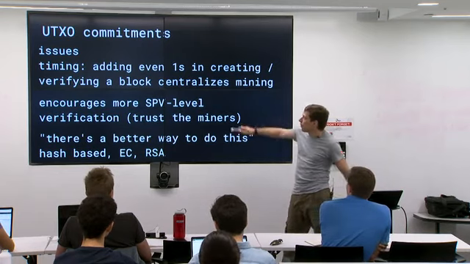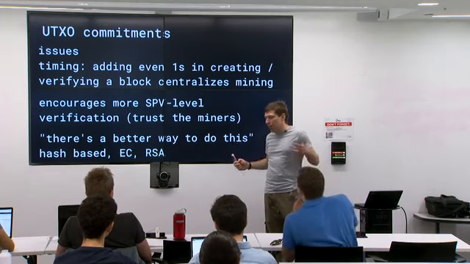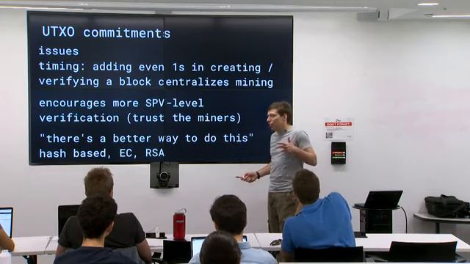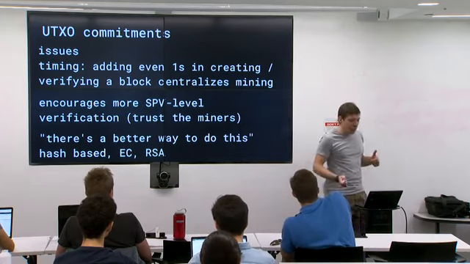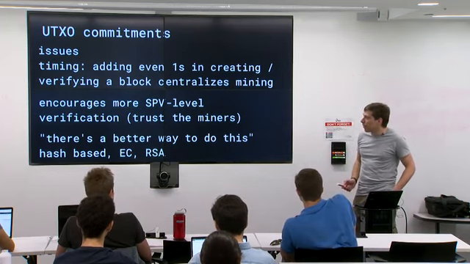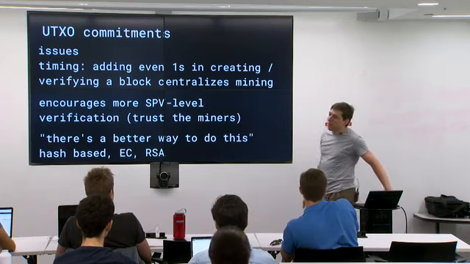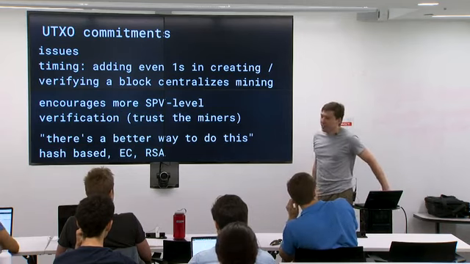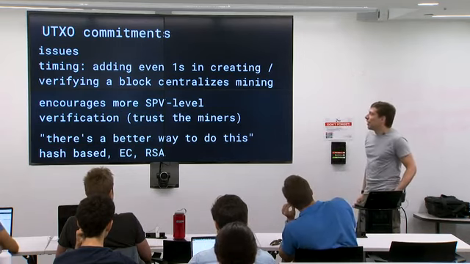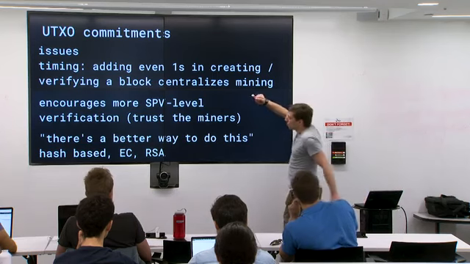I ran up against this because I had this fun idea where you could half aggregate Schnorr signatures within a block and do it non-interactively. It was really cool, and I'm pretty sure it works, but it added like 3 seconds to block verification. So that killed that idea. So one of the issues is timing.